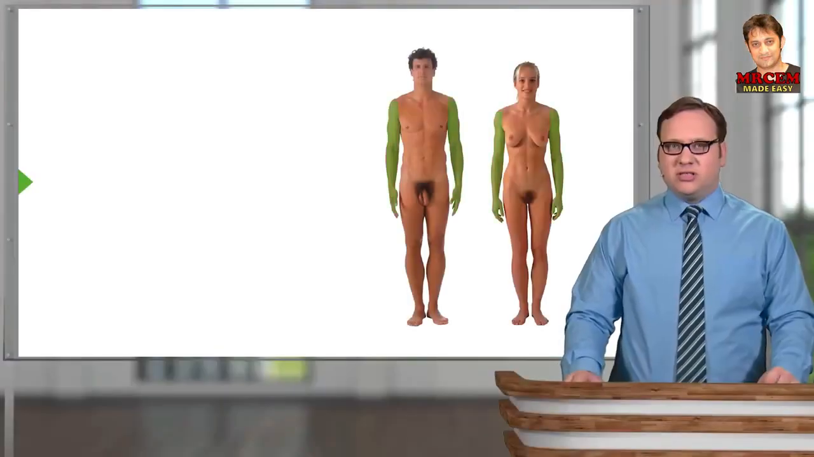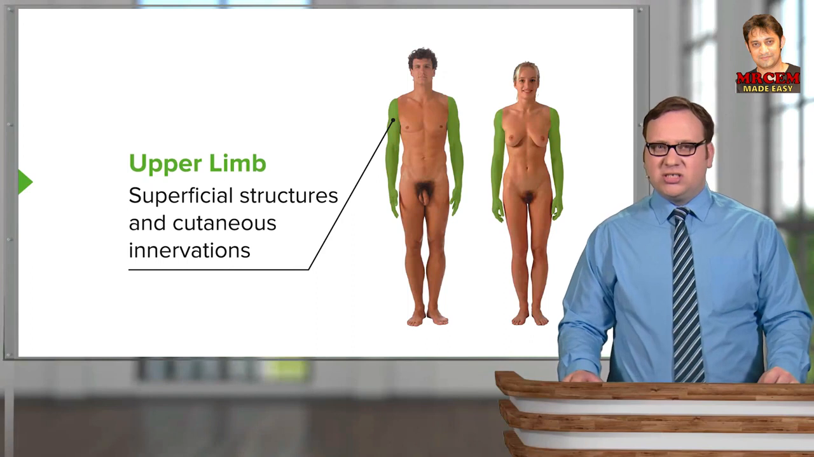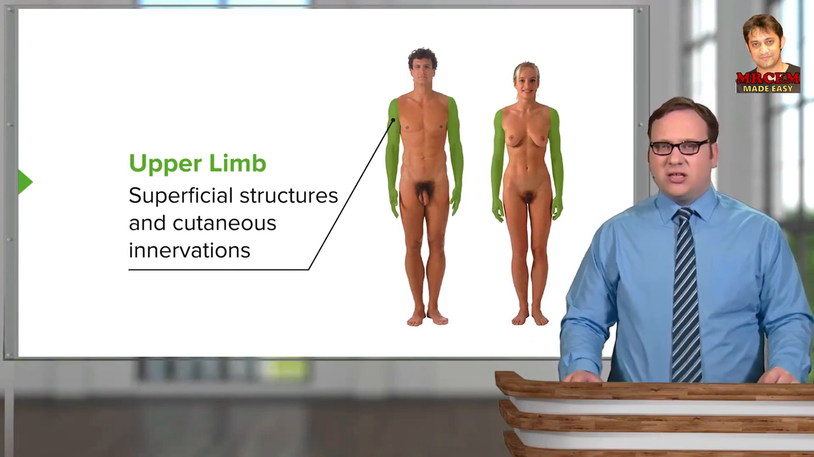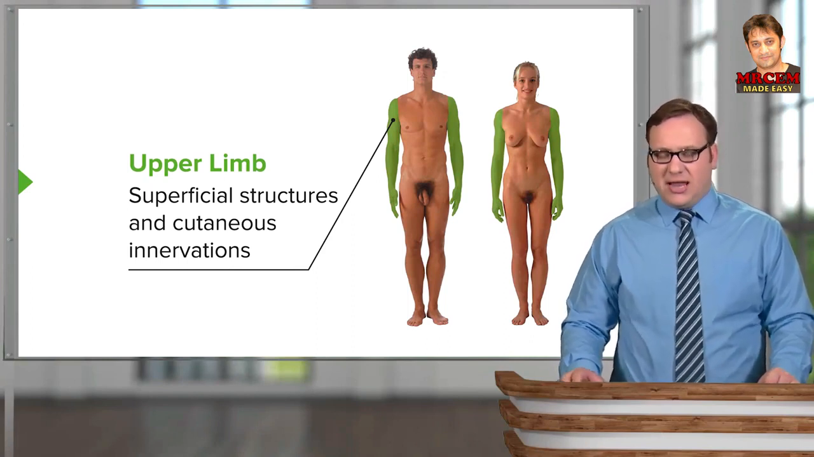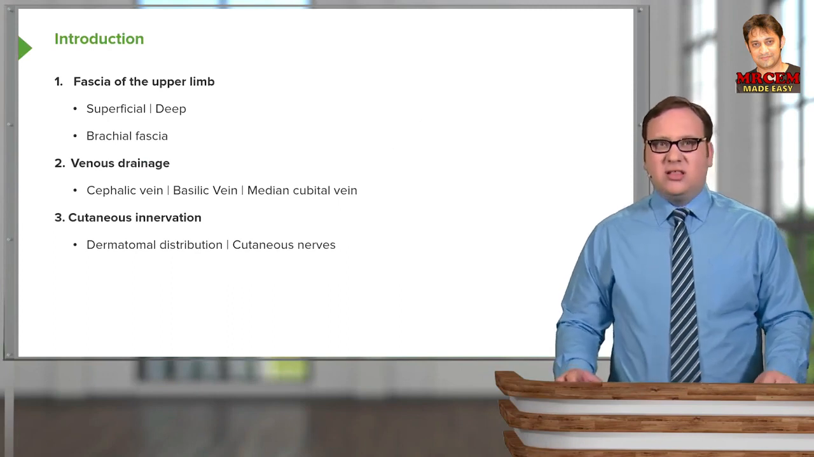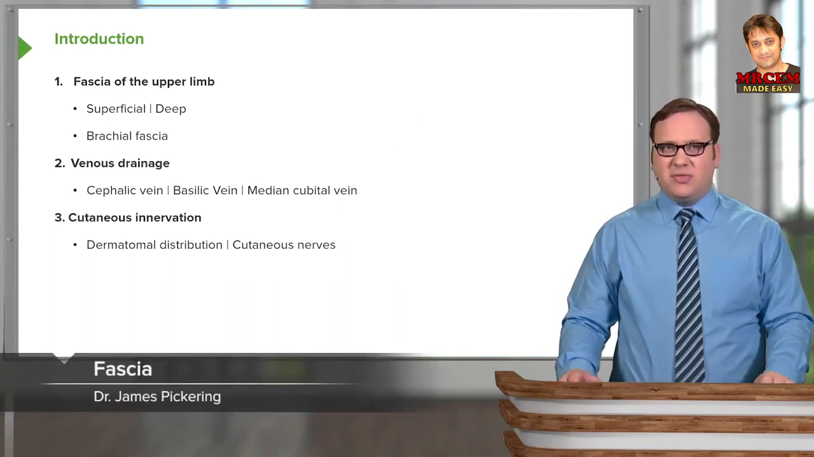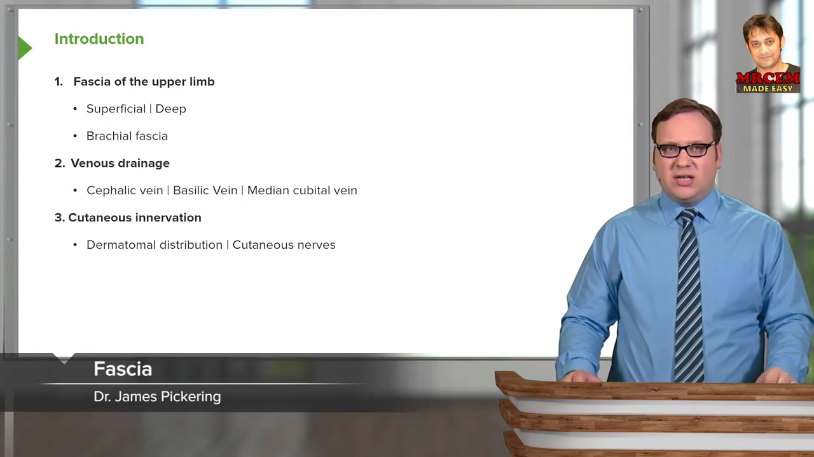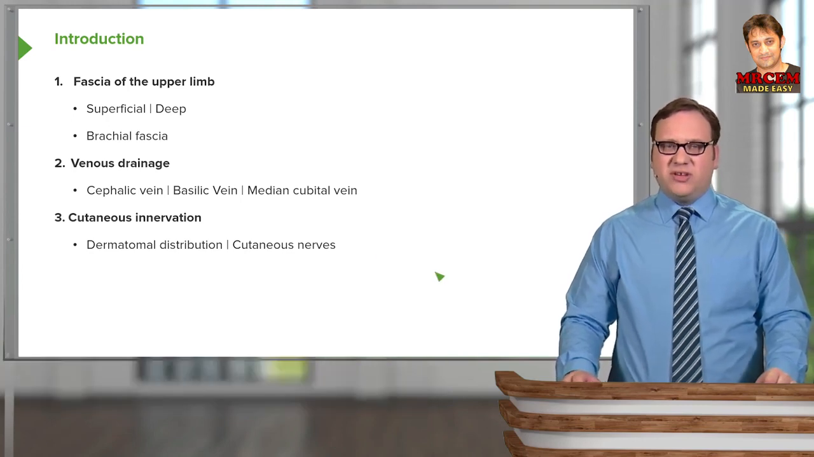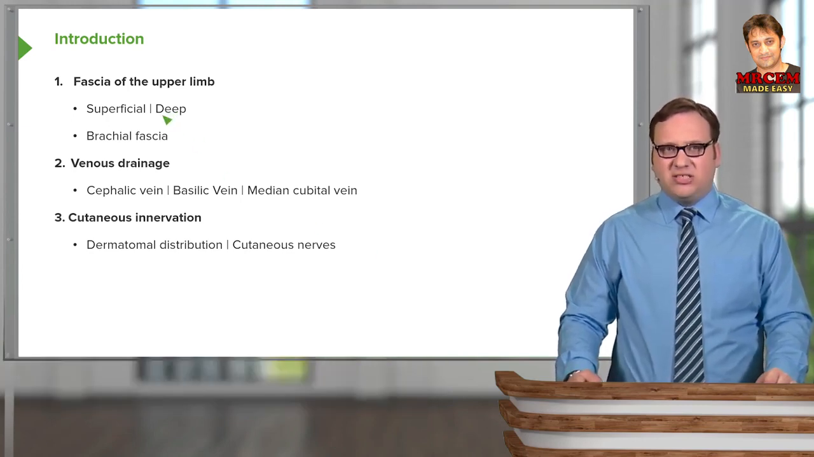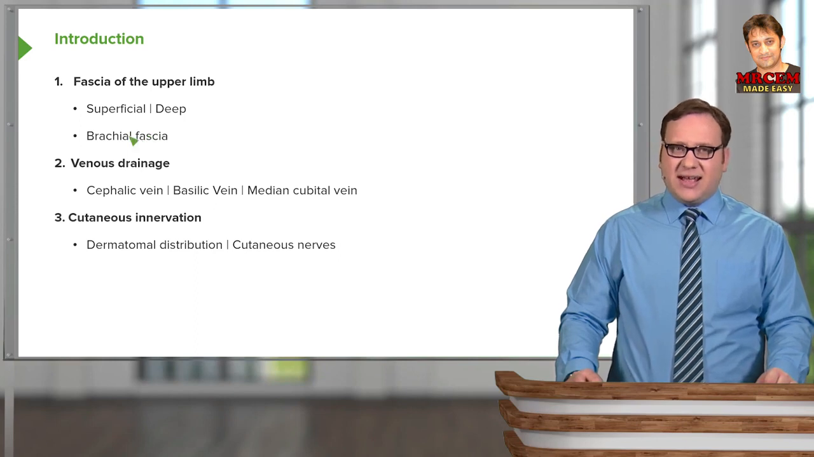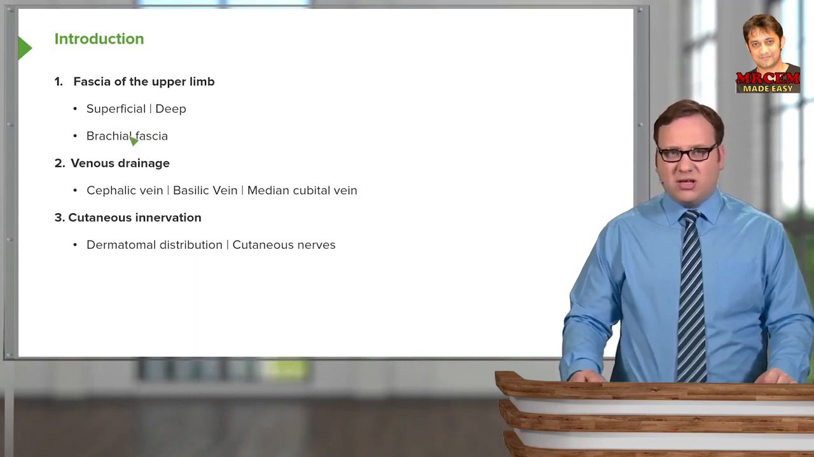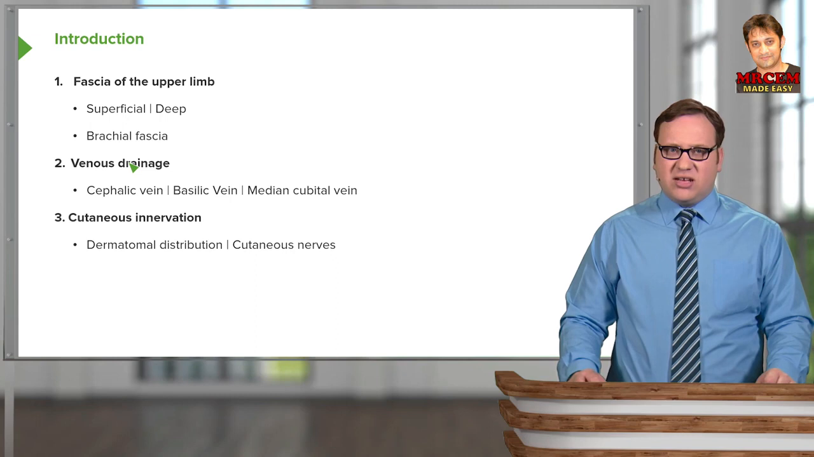In this lecture, we're going to look at the superficial structures and cutaneous innervation of the upper limb. So we're going to look at the fascia of the upper limb, this connective tissue layer. We'll look at the superficial and deep fascia. We'll then look specifically at an example. We'll look at the brachial fascia. We'll then look at the venous drainage.